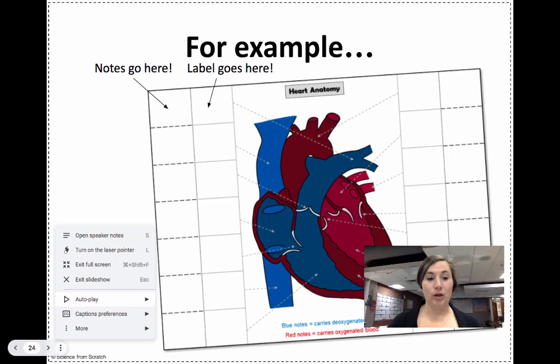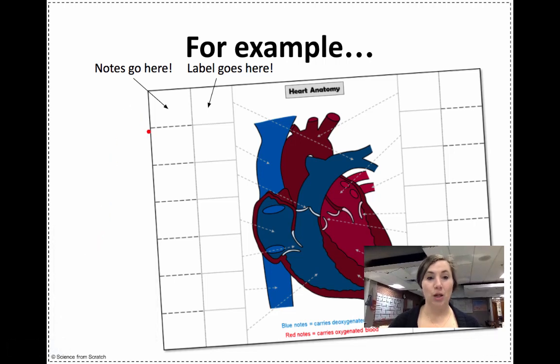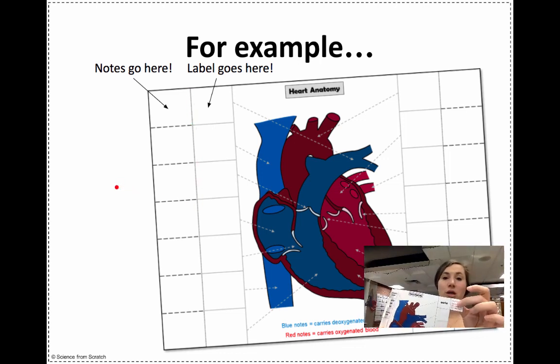And then when we're completely finished, what you'll do is cut along the dotted lines and then fold along these vertical lines so that, here's a finished one, you can use it as a study sheet and you'll be able to flip it and test and quiz yourself over it.